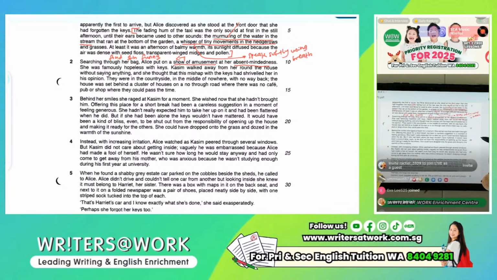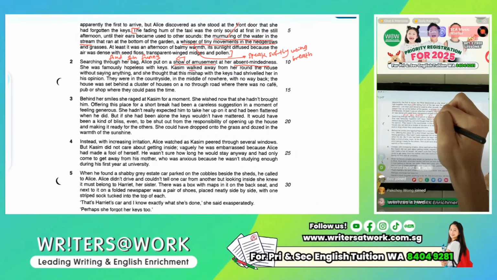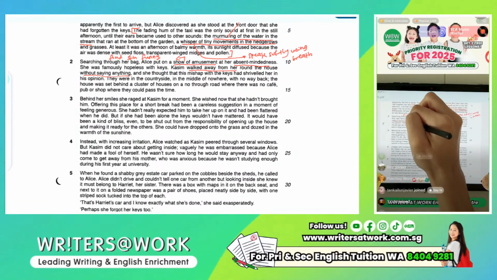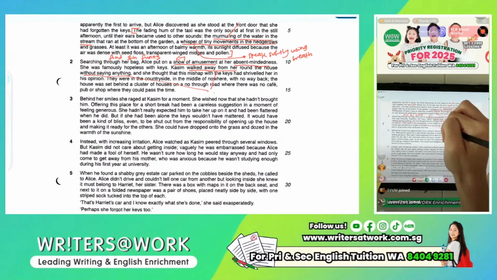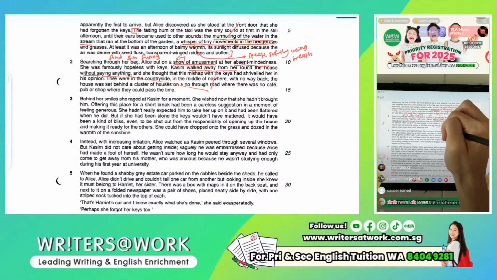And after Alice could not find the key, you observe that the author describes the actions of Kasim, who is like Alice's boyfriend, and he doesn't actually tell you how Kasim feels. He just shows you that he walked away and he didn't say anything. So all this shows something about Kasim. So probably Kasim didn't really bother about Alice losing or being unable to find her key. So you could say that he's indifferent.